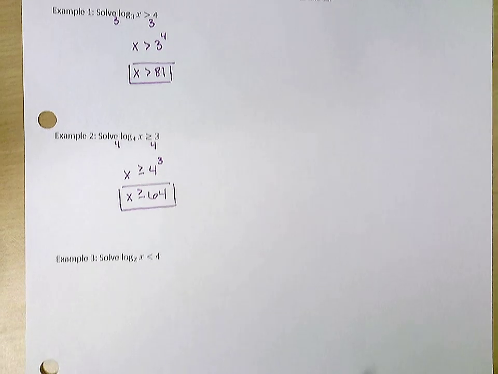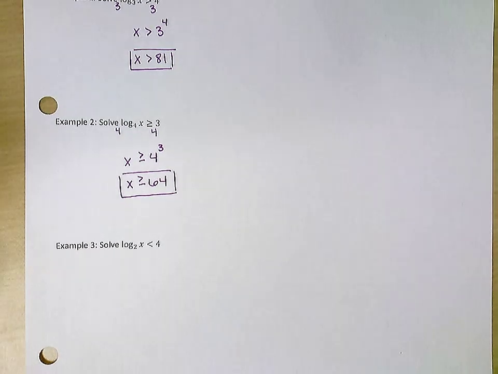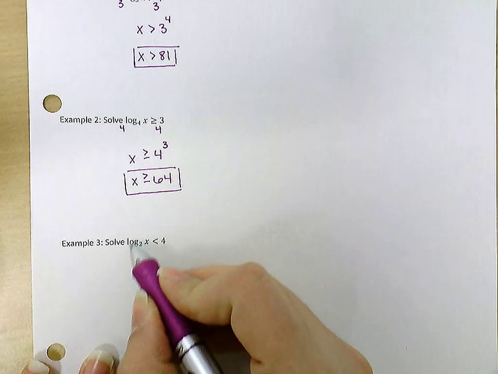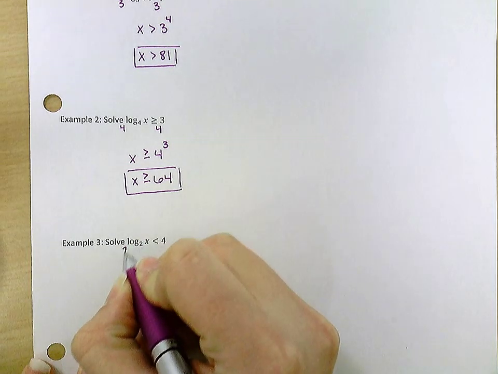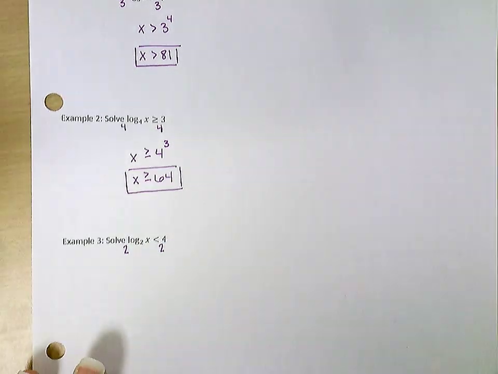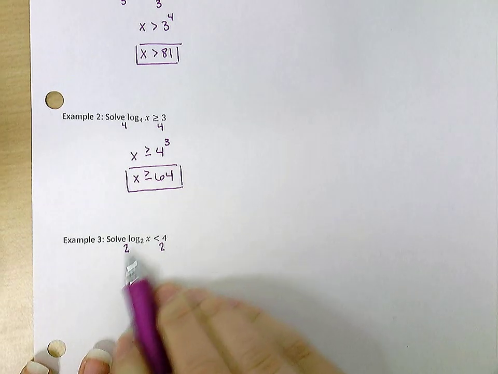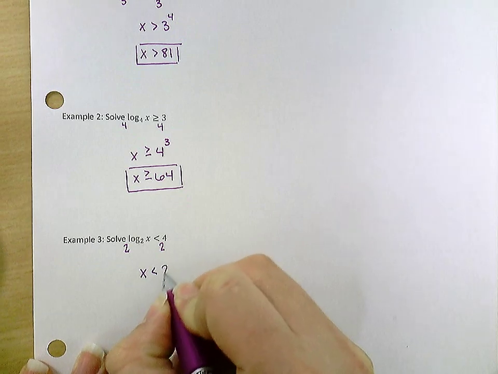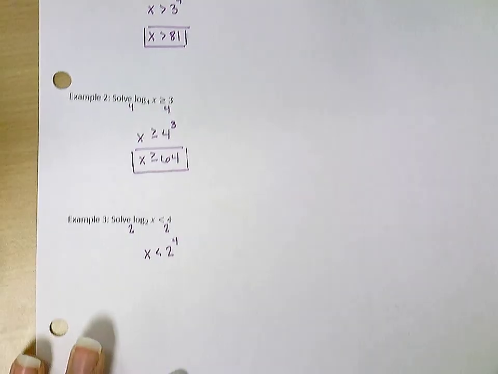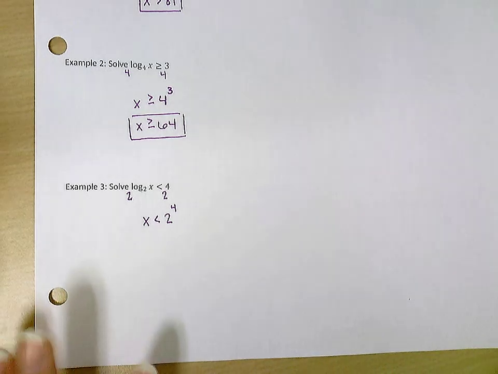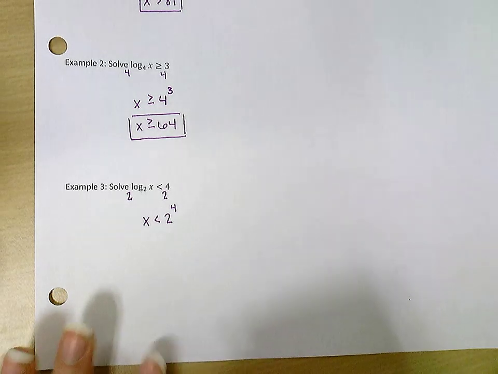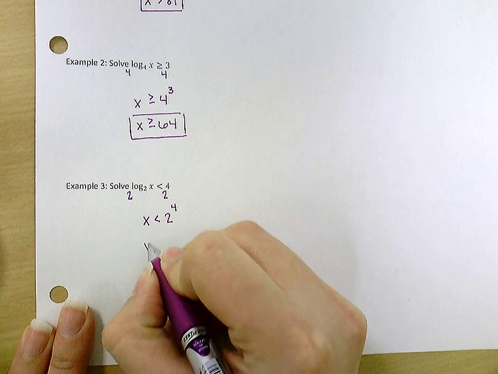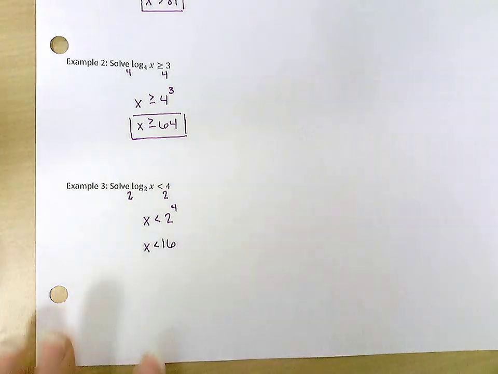Example 3 is a little bit different. This time your inequality symbol is a less than symbol. I'm still going to solve it the same. Since I have log base 2, I'm going to bring in base 2 to both sides so that I cancel out my log base 2 in that base 2. So I have x less than 2 to the 4th power. 2 to the 4th power is 16. So we have x less than 16.